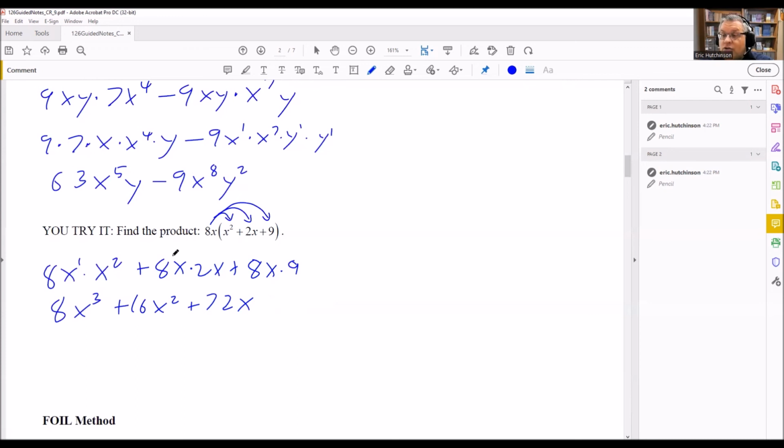So again, for this kind of problem, you're usually writing it in order from highest to lowest power, which it naturally is anyway, because of the way the problem was written.